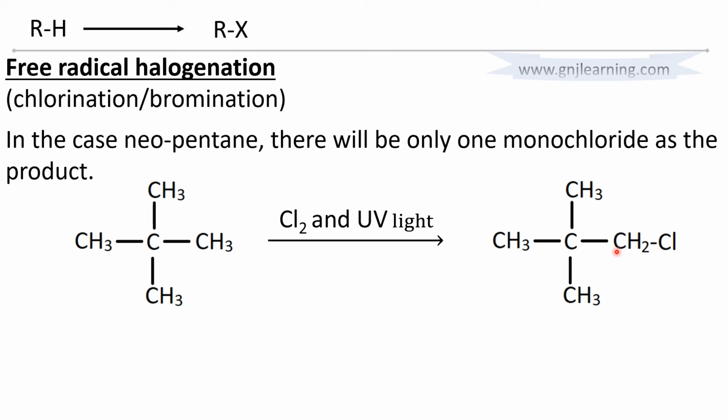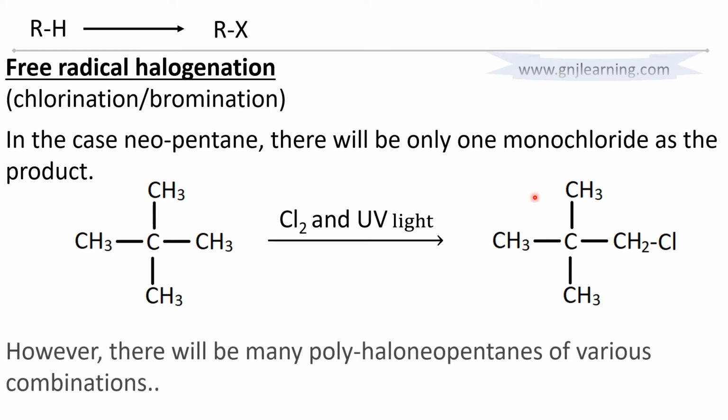Polychloro, whatever the parent name is, it will get that name. However, there will be many polyhalopentanes of various combinations. Clear? So when it comes to monochloride, neopentane will give only one substitution, or one compound with a single substitution.